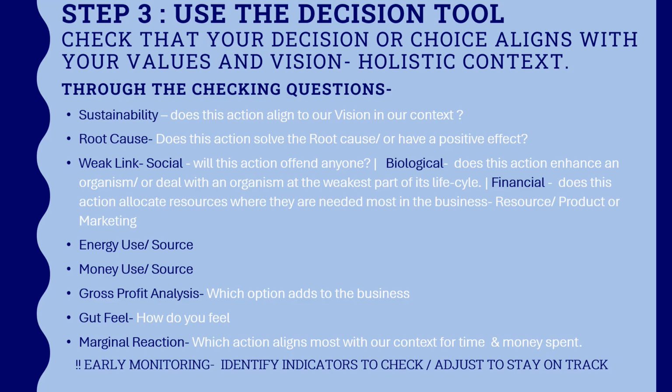So how do you feel? It allows us to have that gut intuition and respect that gut intuition. The marginal reaction question is all about checking which option is going to align most with our context for time and money spent. A key point of holistic decision making is early monitoring. So just simply identifying indicators to check or adjust and tweak to stay on track. That's a really key point. So once you've made a decision, just identify what would be the first sign that you may need to tweak something in order to achieve what you're wanting to achieve.